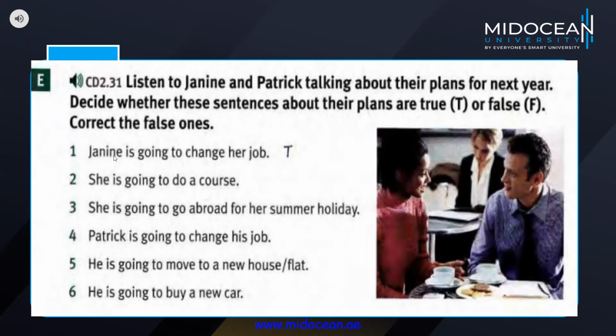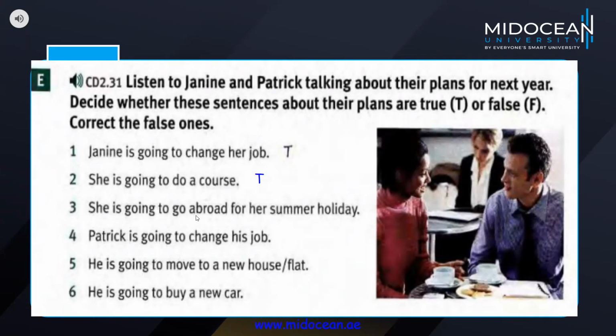What are you going to do next year, Janine? I'm going to change my job. That's the big decision. I'm going to look for a part-time job so I have more time for my family. And I'm going to do a course too. I'm not sure what to study, but maybe something in computer graphics. Computer graphics. I think that's a good area to get into.